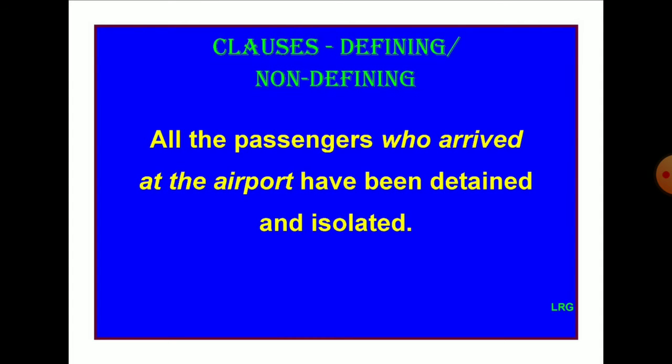Now try to identify the type of clause, whether it is defining or non-defining. All the passengers who arrived at the airport have been detained and isolated. Look at the subject, passengers, the noun passengers. Is it defined? No. All the passengers have been detained and isolated. Which passengers? There is a need for a clause to define that, to limit the meaning. All the passengers who arrived at the airport have been detained and isolated. So, who arrived at the airport is a defining relative clause.